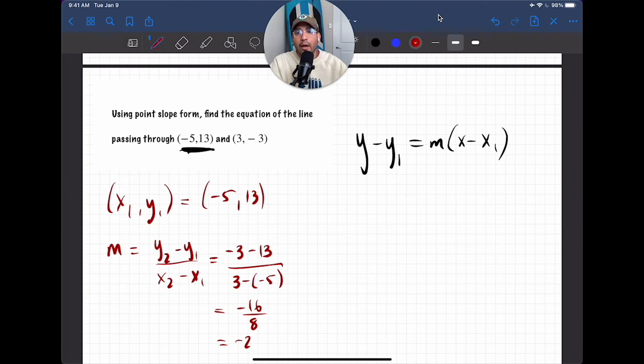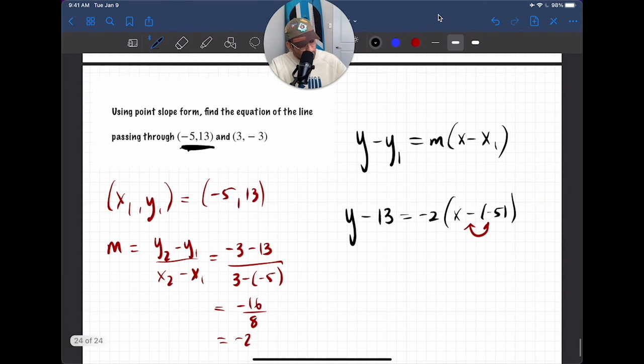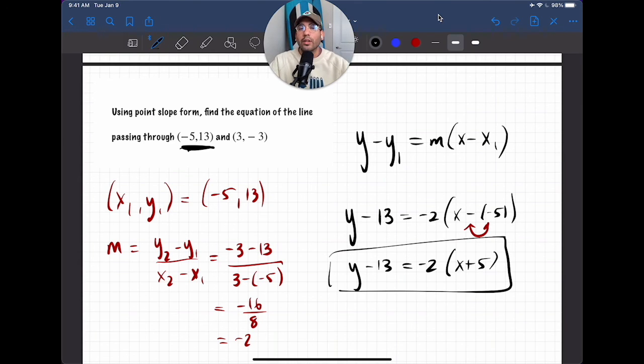Now I have my slope, I have my x1, y1, so I can go ahead and plug that into the equation that we have on the right, which is a point slope form. So I have y minus y1, which is 13, equals -2 times x minus -5. We don't have to do any simplifying on the left side, but on the right side, you'll see that we have those 2 negatives. So let's go ahead and turn that into a +5. Y minus 13 equals -2 times x plus 5. And once again, we have found our equation in point slope form.